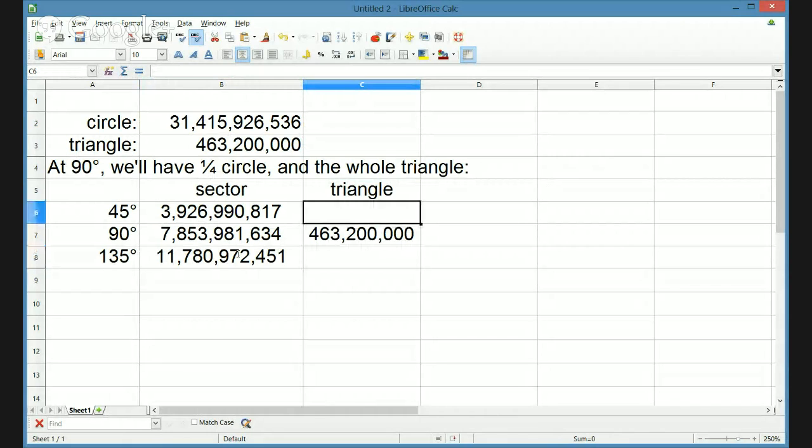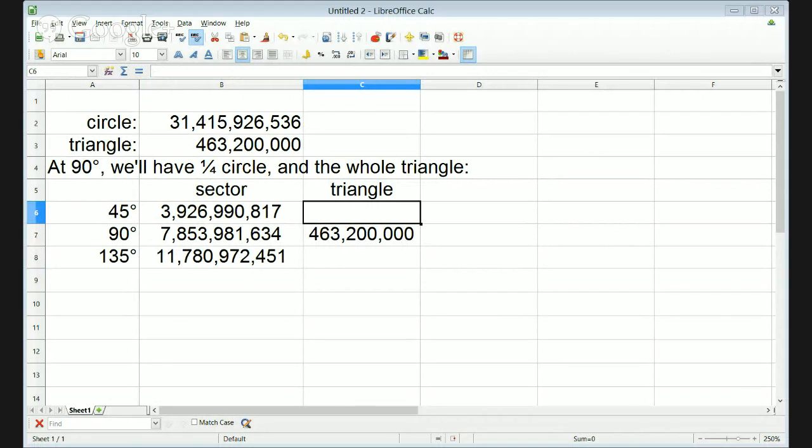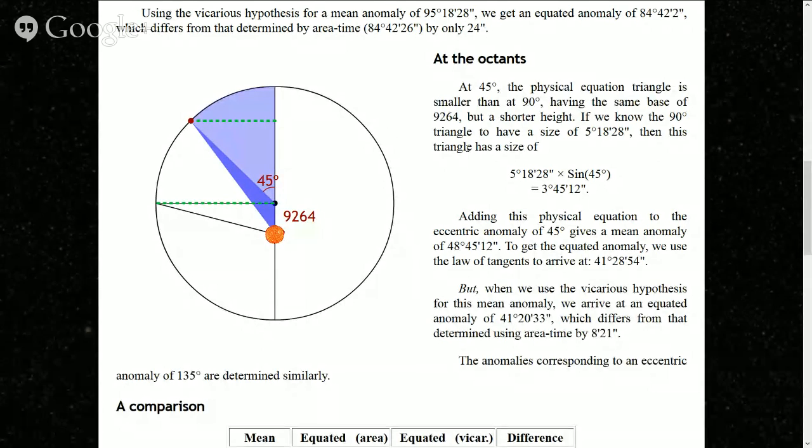How much of the triangle do we have at 45 degrees? How tall does the triangle become at that location? Well, the triangle's as high as the radius. Right. At 45. I'm sorry.